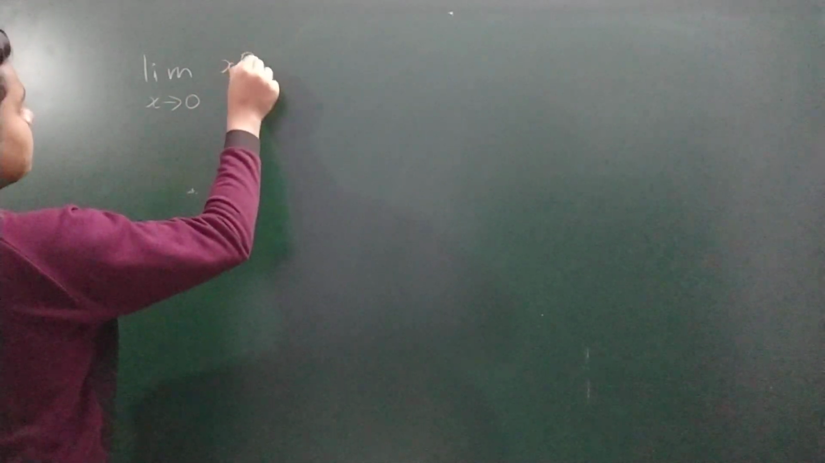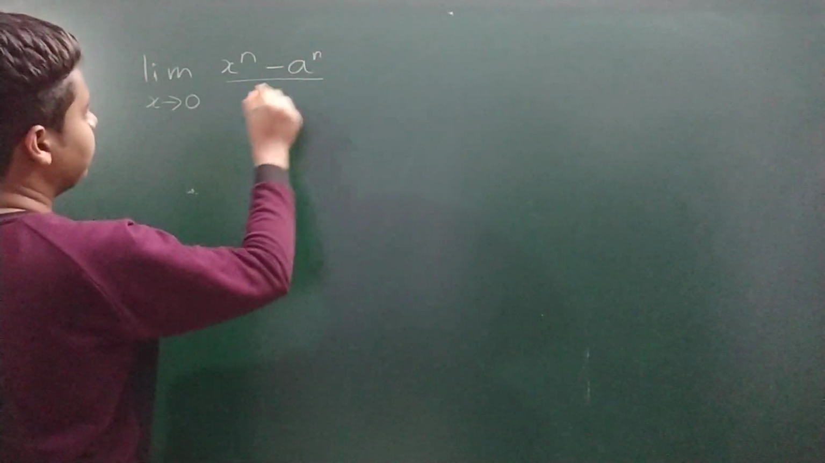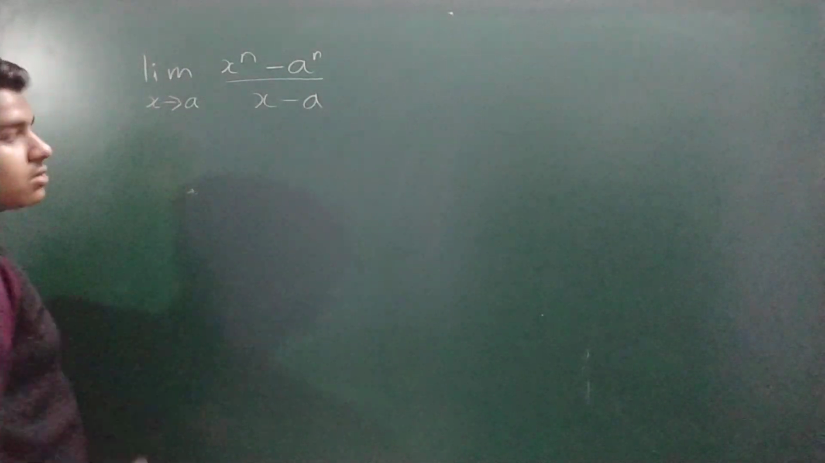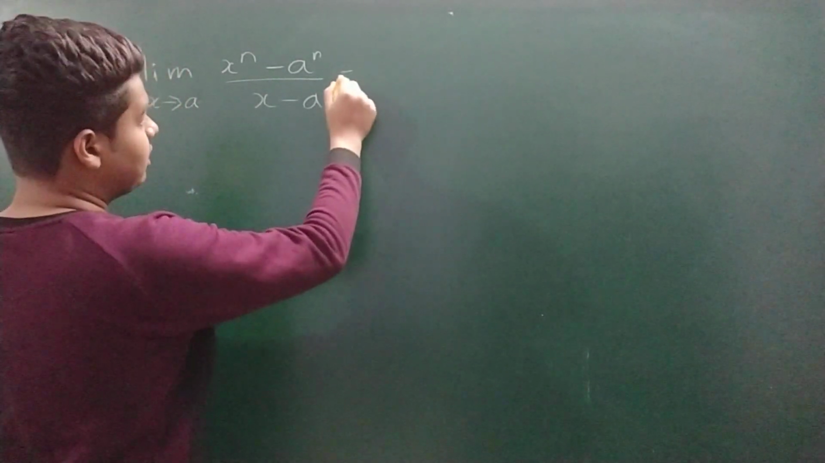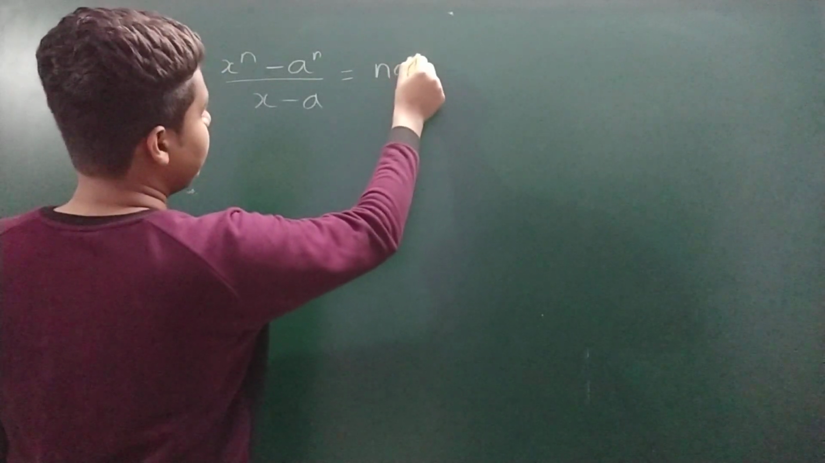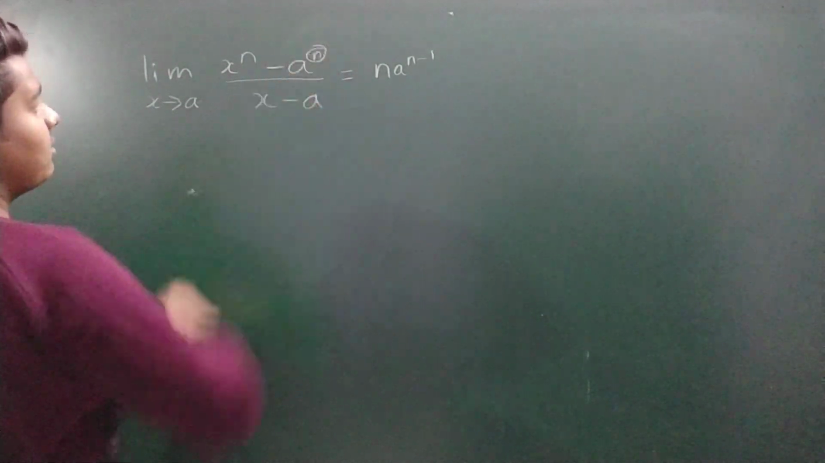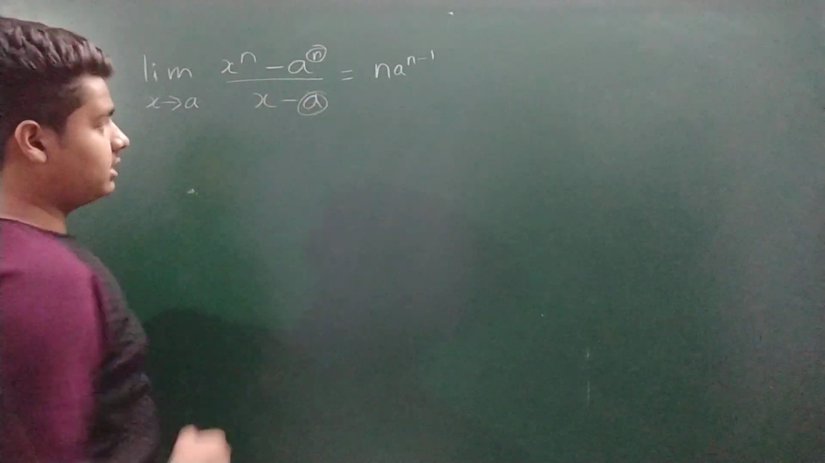The first formula, which is very famous and you will all know, is limit x tends to a of (x^n minus a^n) upon (x minus a). Sorry, here it's not x tends to 0, it's actually x tends to a. For this, all of you will know the formula, which is equal to n a^(n-1). This is the first formula. Here n is the exponent and a is the constant.